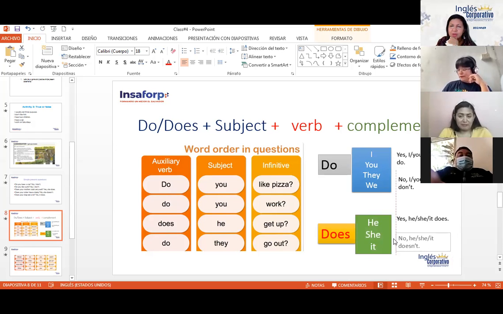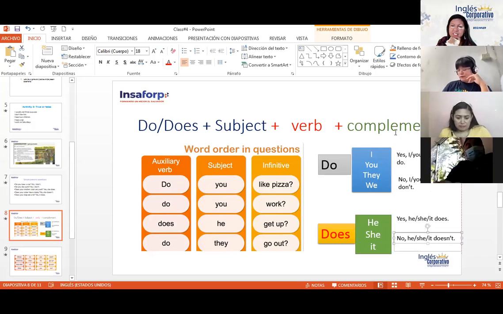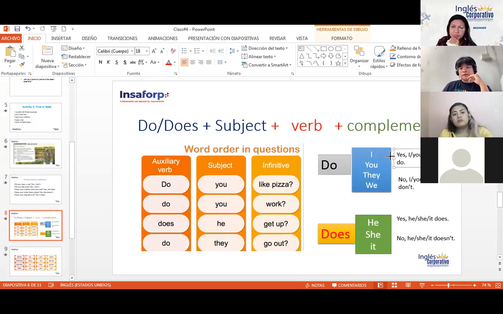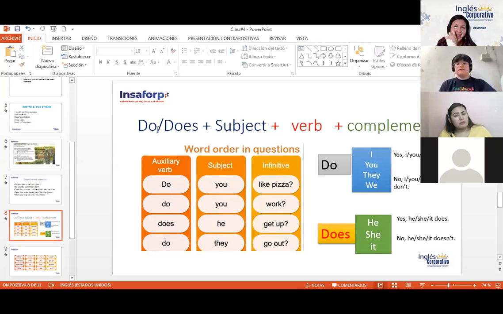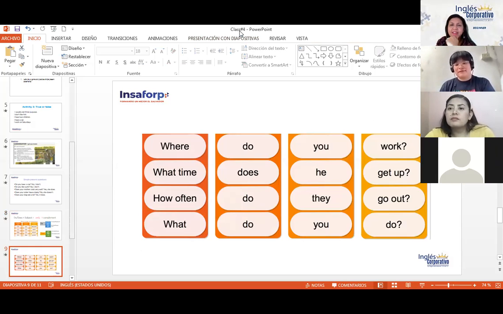Do you have any questions about these guys? Or is it clear? No, teacher. Okay, is it clear as the water or as the horchata? It's clear. Or like Coca-Cola. Okay, nice. Now, with the WH questions, it's the same. It's the same structure. The only difference is that you add or you put the question word first.